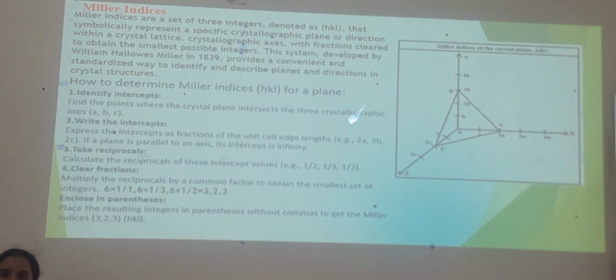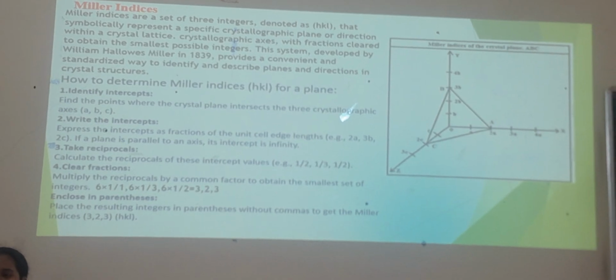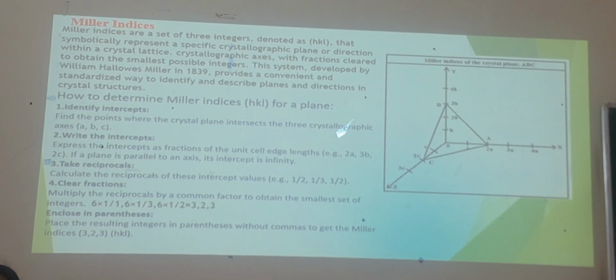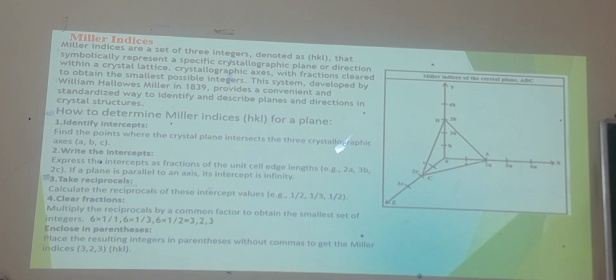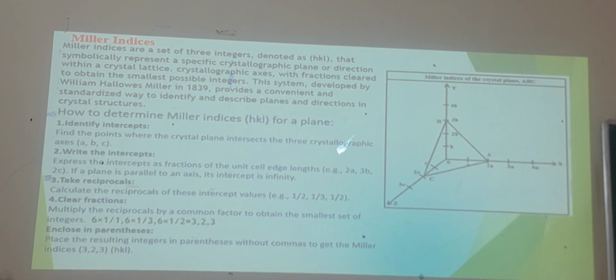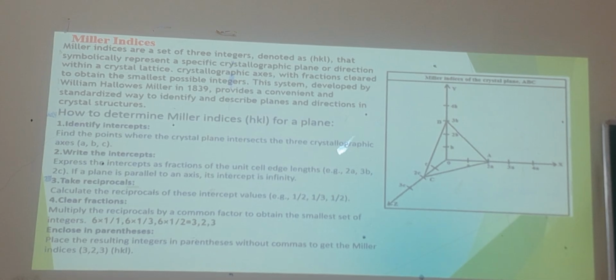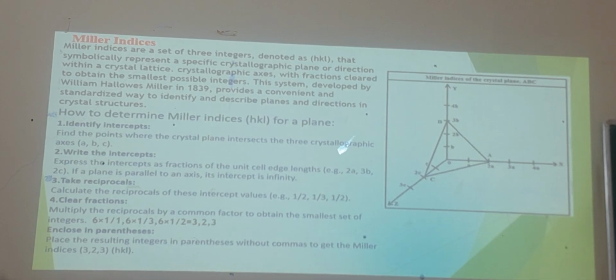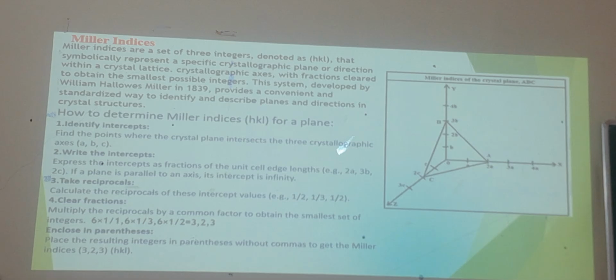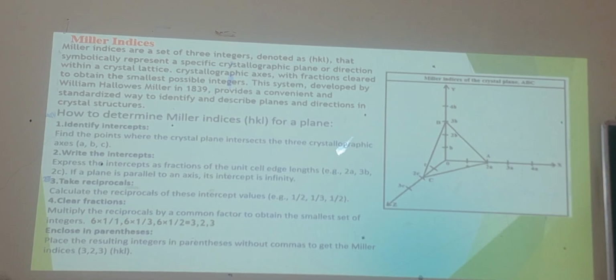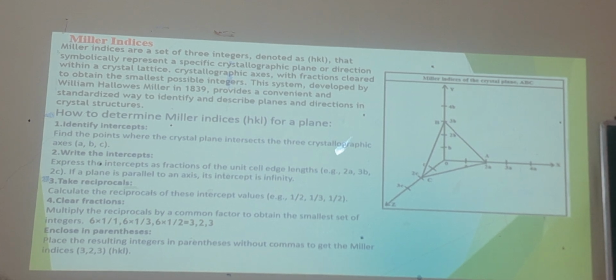This system was first developed by William Hallowes Miller in 1839. It provides a convenient and standardized way to identify and describe the planes and directions, especially in crystal systems. These indices were discovered by Miller, that is why they are called Miller indices. So there are steps to determine the Miller indices for any type of crystal structure.